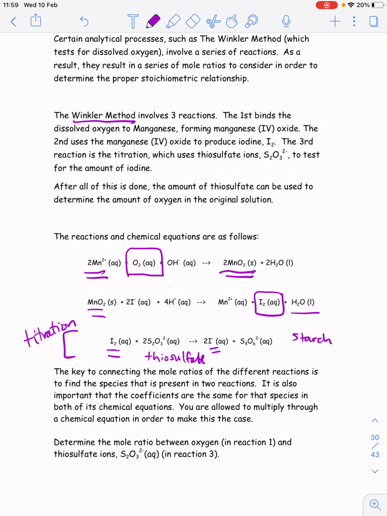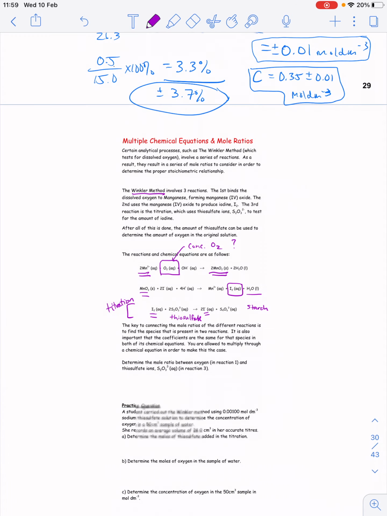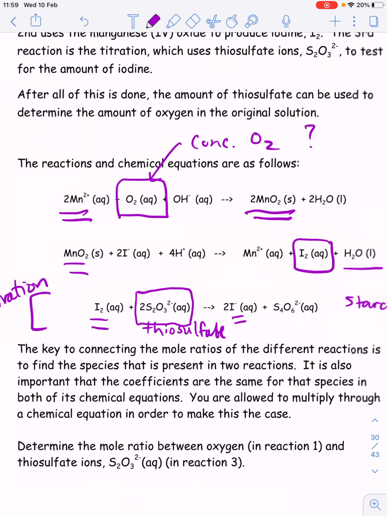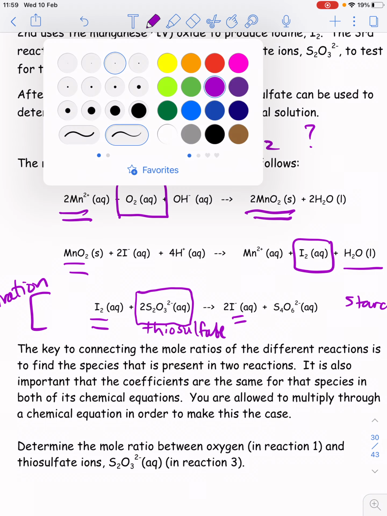Okay, but what matters is the thing we're trying to find out about. We're trying to find out the concentration of O2. That's what we don't know, and it's what we're trying to find. And the thing that we're actually titrating is down here, thiosulfate in this equation. So this is an example where the two things that we're trying to use in our calculations are not in the same chemical equation. So we're going to have to figure out how to find a mole ratio between them. It's actually easier than you might think.